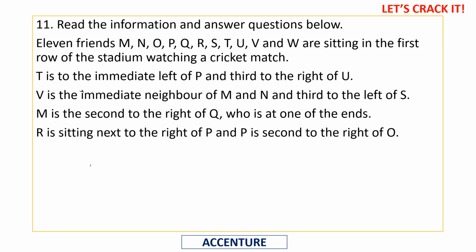Now let's start answering this question. Just read the information. There are 11 friends, and they are sitting in the first row of a stadium watching a cricket match. It's fine. Now let's start deducing the relationship by reading these 4 statements.